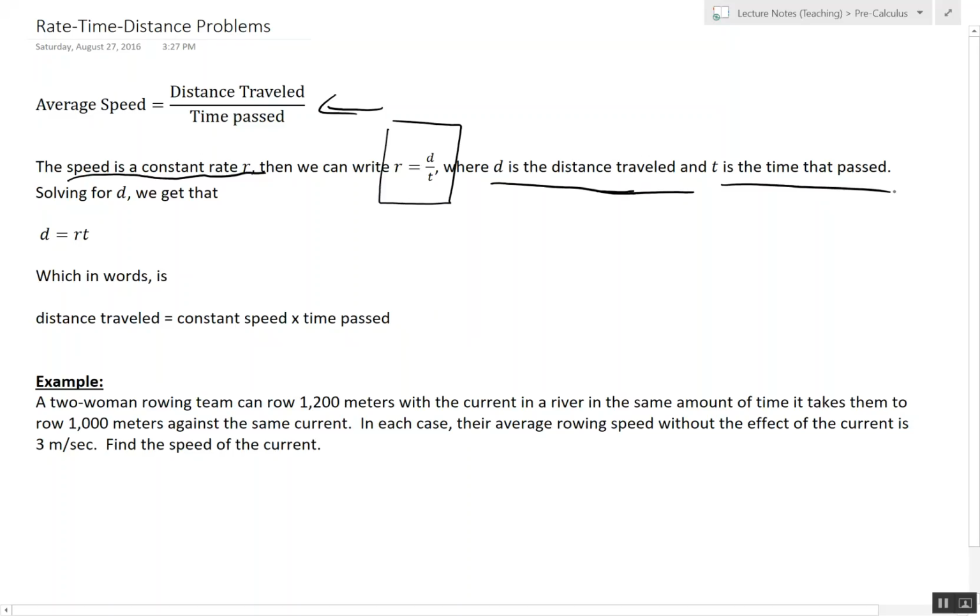And notice that we can solve for either variable. So if we solve for d, we'll get this formula right here. So distance equals the speed times the amount of time that's passed. Or you can also get time is equal to distance divided by speed.